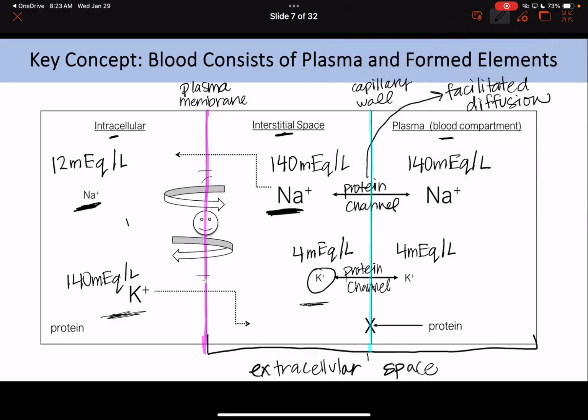This is the sodium-potassium pump. And what kind of transport does it have to use in order to keep those uneven concentrations? Active transport. And active transport is going to require what? ATP.